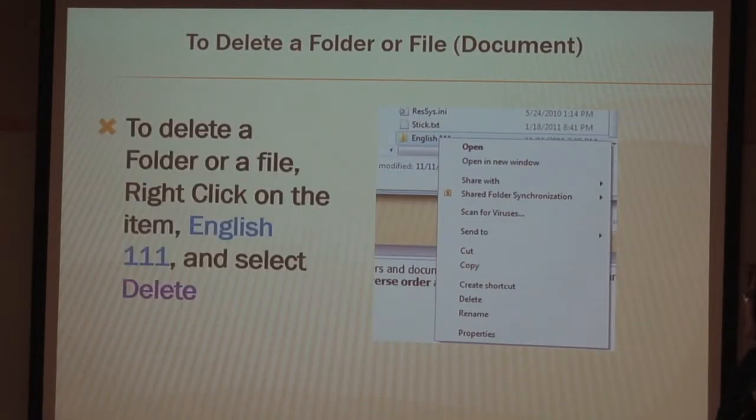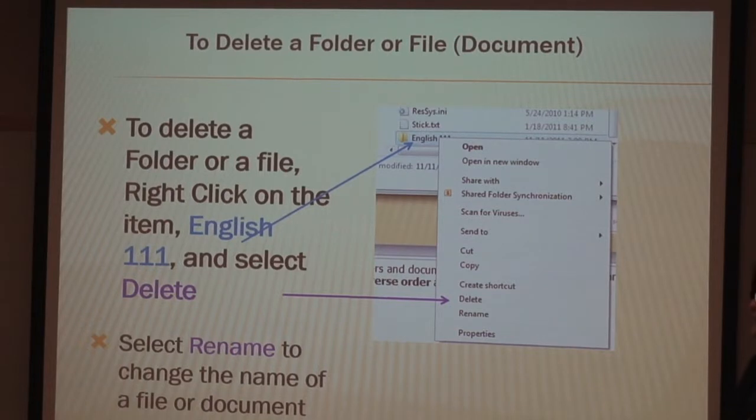The next thing you're going to do is, let's say we want to delete a folder. We would highlight English 111, right click and select the delete button. This will delete whatever that folder is, and if you have files in that folder, it's going to delete all the contents of that folder, so make sure what you're doing before you delete a folder. You can delete a file the same way by selecting the file name and selecting the delete button. If you want to rename that file instead of deleting it, you would simply select rename instead, and then you can call it whatever you want to.